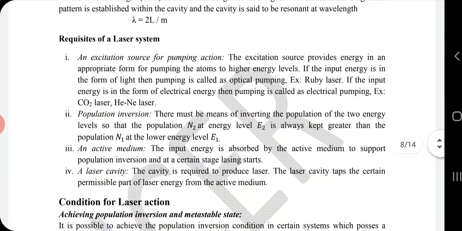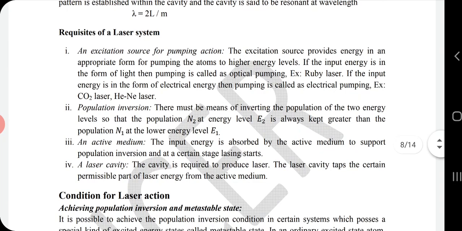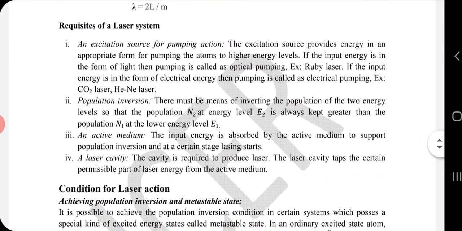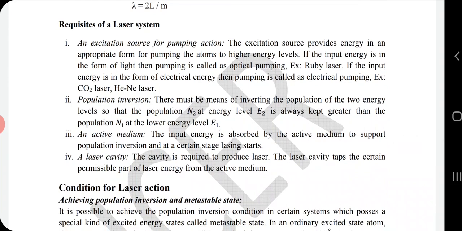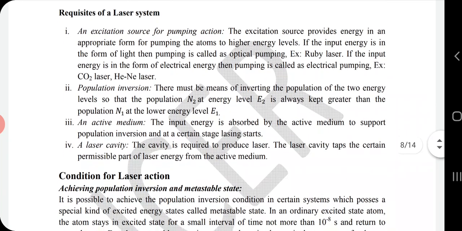There are four main requirements. The first one is we need the source for the pumping action, so there should be an excitation source. The excitation source may be a light source or electrical energy. We can supply current and make the gases excite and emit the radiation.